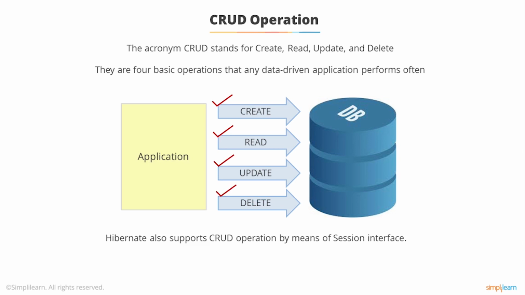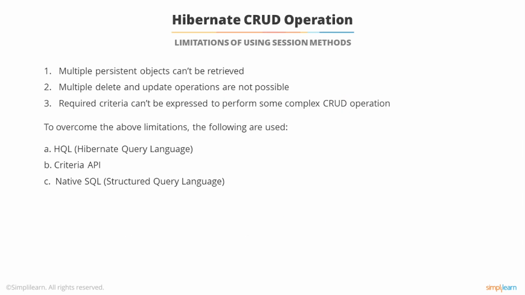Now multiple persistence objects cannot be retrieved, and this is the limitation of using session methods. Multiple delete and update operations are not possible in parallel. The required criteria cannot be expressed to perform some complex CRUD operations. To overcome the above limitations, we have HQL, which is Hibernate Query Language, the Criteria API, and Native SQL, which is Structured Query Language.